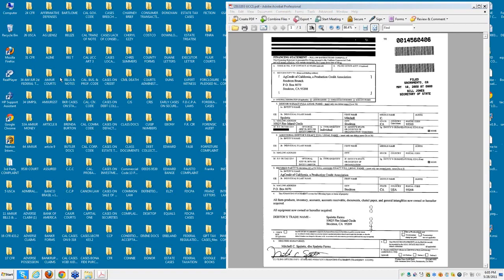Do not forget, Gene, to turn your recording on. Yes, I did. Make sure it's working. And it's showing that it's recording. Okay.